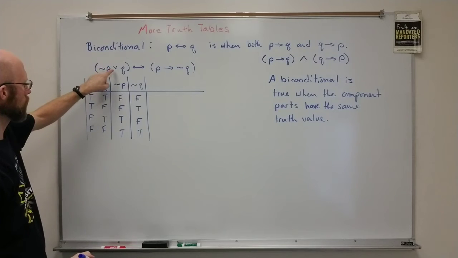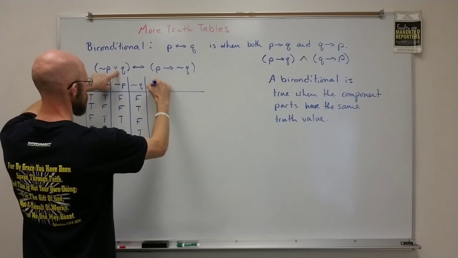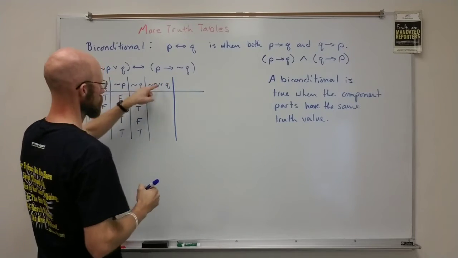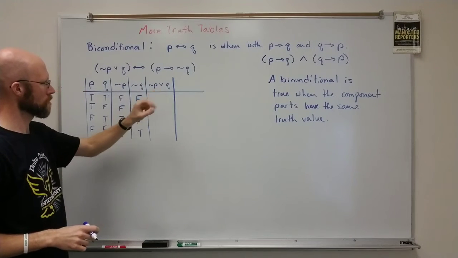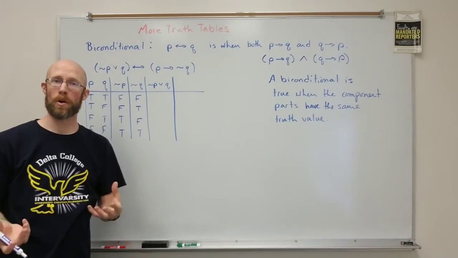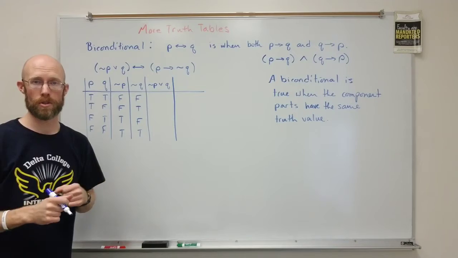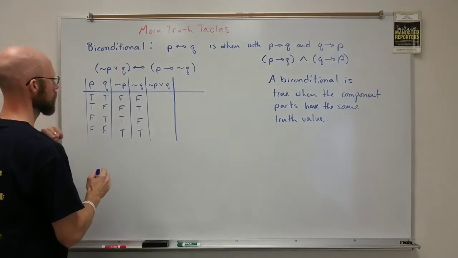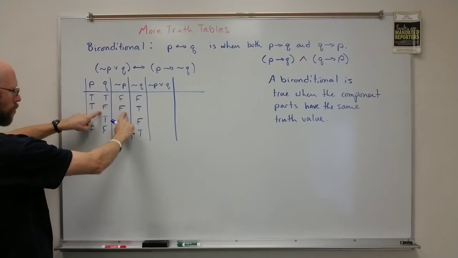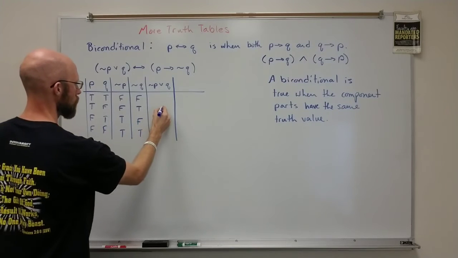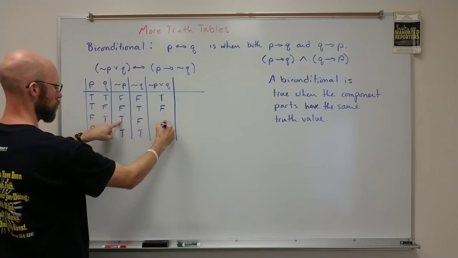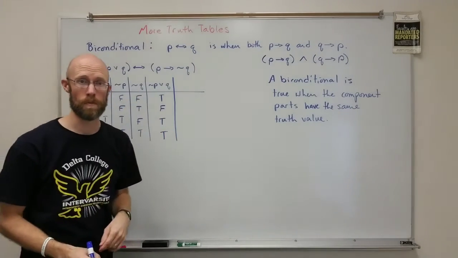Then I look at not P or Q. Remember, this is a disjunction, and disjunctions are false only when both are false. As long as one or the other or both are true, that will be true. So I want both to be false in order to make this false. Not P and not Q are both false in the second row and nowhere else. So that will make this false, but as long as one or the other or both are true, then the disjunction is true.